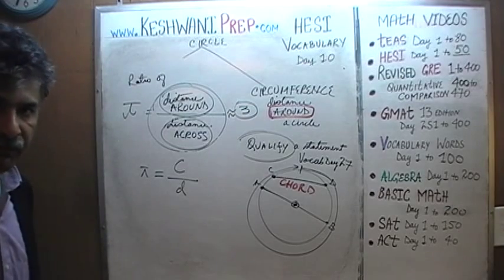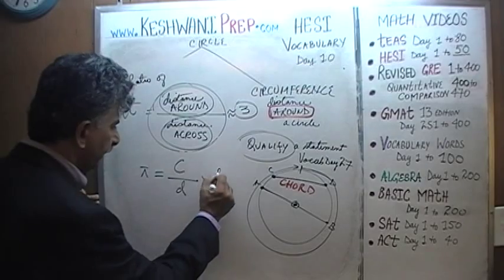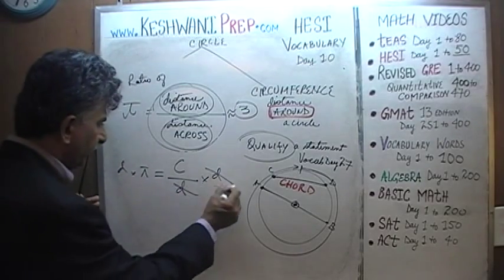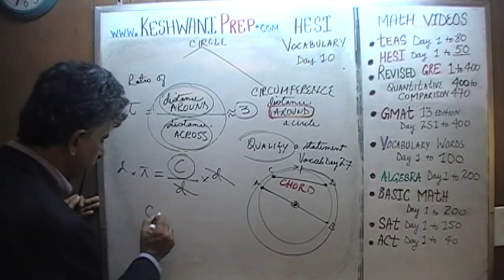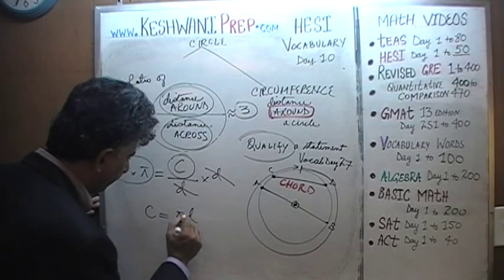We're going to take this equation. I don't know why this one is turning into a math lecture. And we're going to multiply both sides by d. If you multiply both sides by d, the d drops out, and what we find is that c equals pi times d. Pi times d.